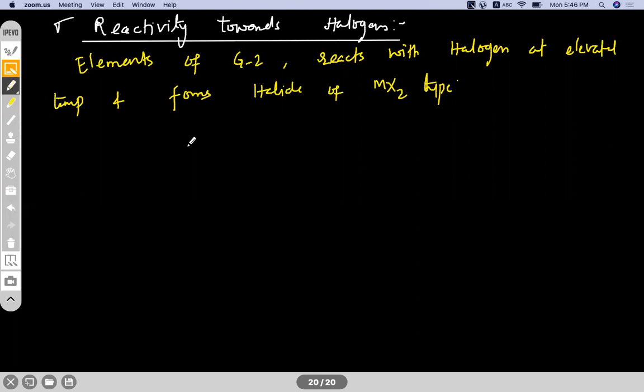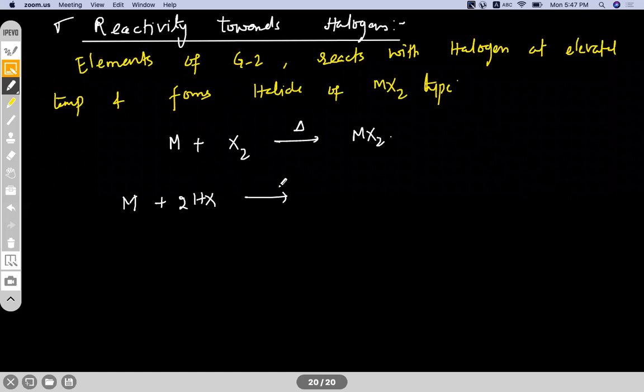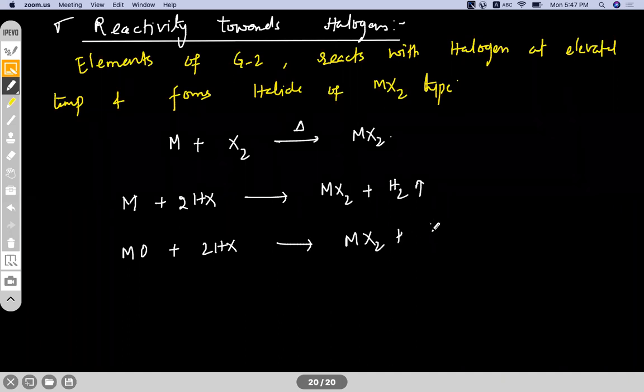So the reaction is any element M plus X2. We heat this and it forms MX2 halides. We can also get halides when metal reacts with HX. It forms MX2 plus H2. When metal oxide, MO, reacts with 2HX again, it forms MX2 plus H2O.